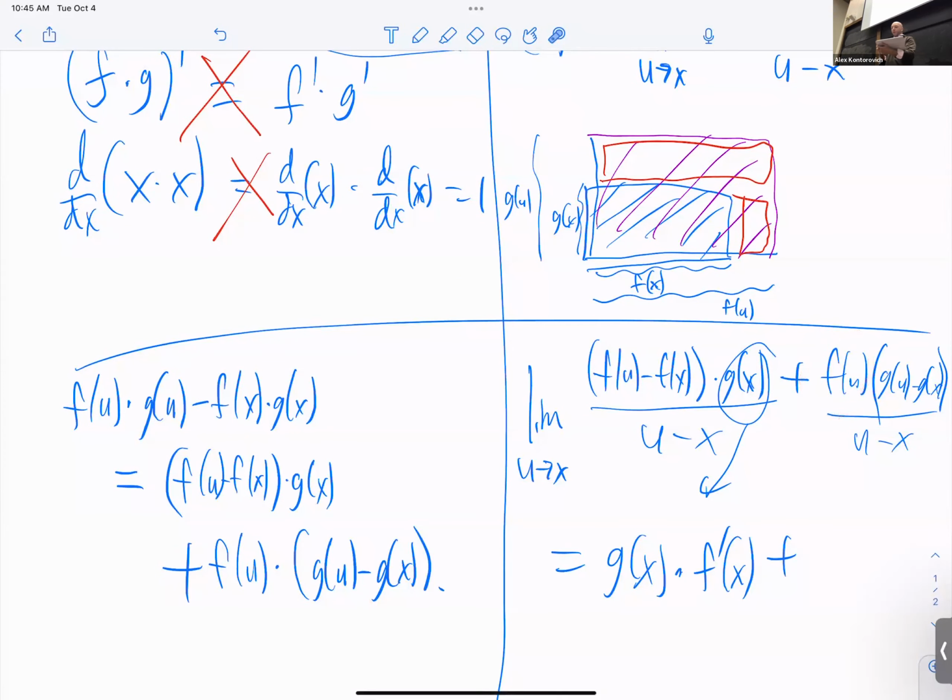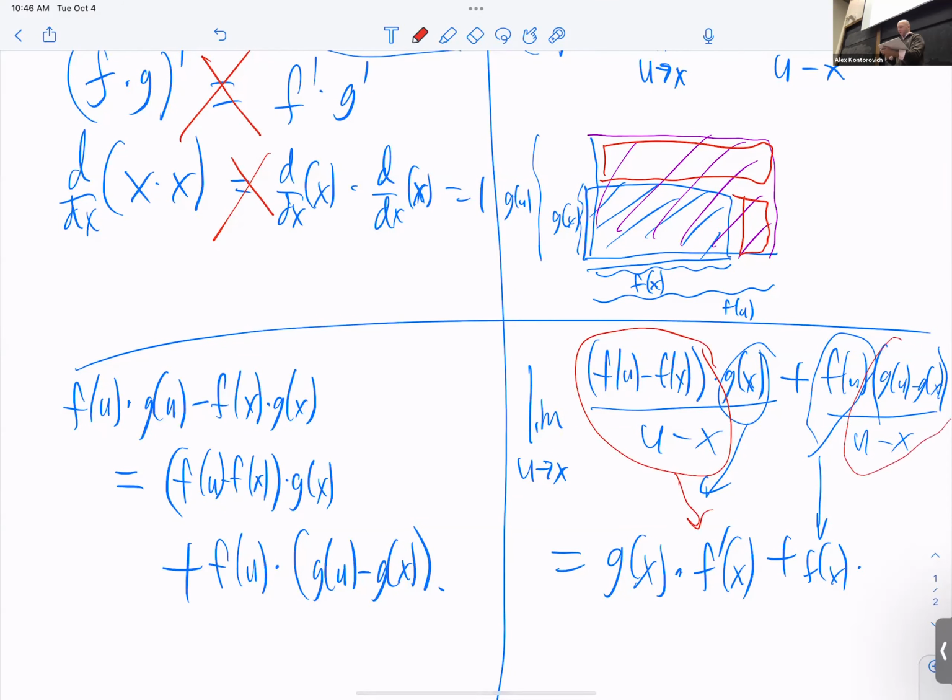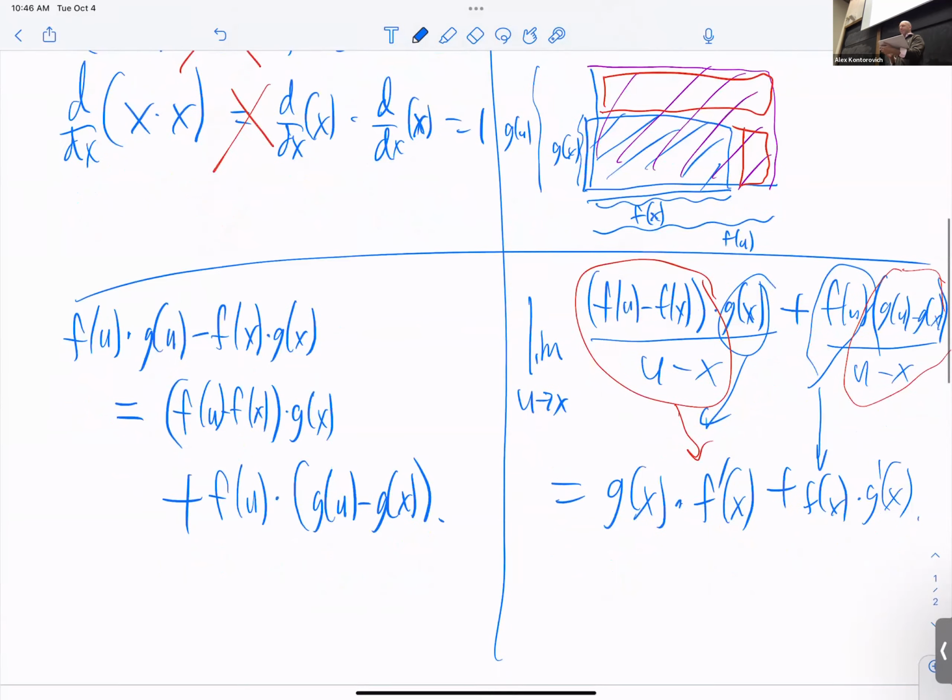Okay, and what about this other term? What's happening to f of u as u gets closer and closer to x? It's not independent of u. It has a u in it. But what happens as u gets closer and closer to x? F of u gets closer and closer to f of x, exactly, Sid. So this one term is turning into f of x. And what about this quotient? This quotient is getting closer and closer to g prime of x. Beautiful. Everybody's getting it. That's the product rule.